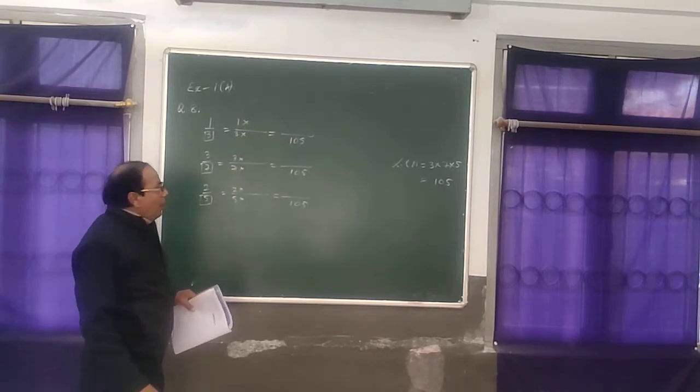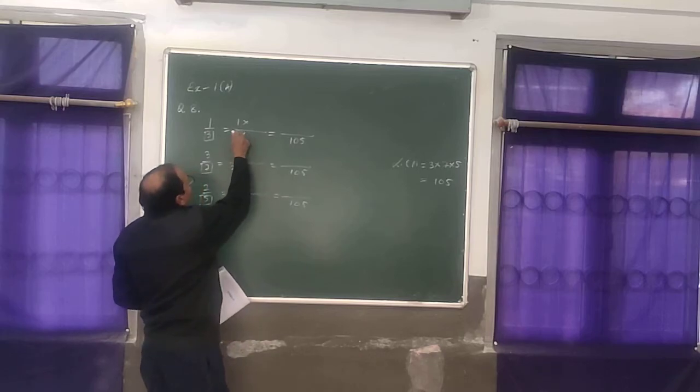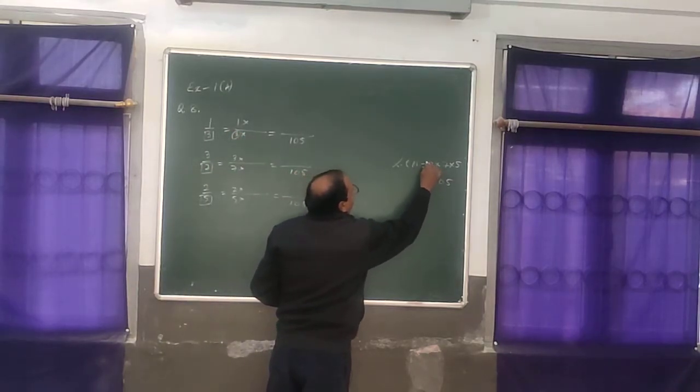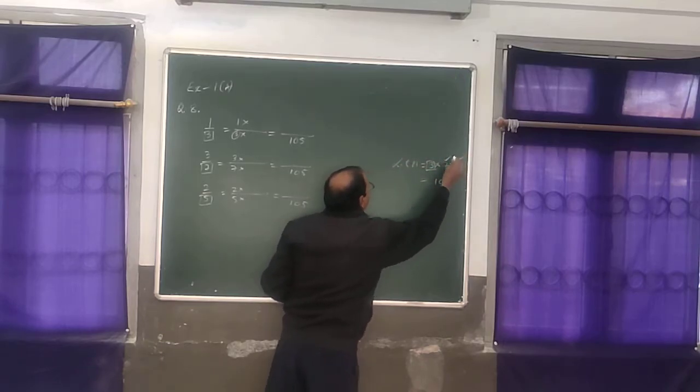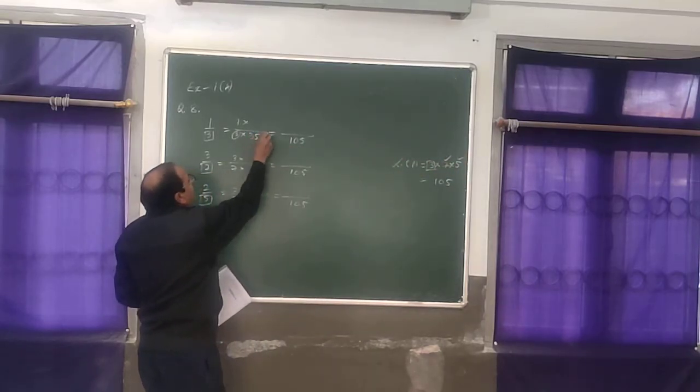Right. Now how to make 3 as 105? Look here, 3 as 105. So cover 3, then 7 into 5 means 35. Easily can get.